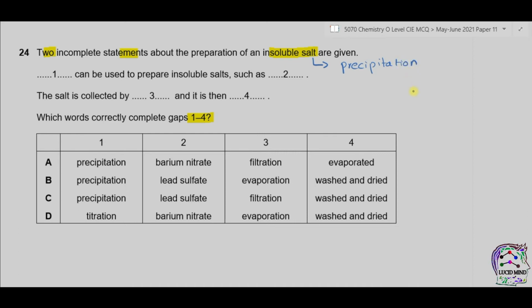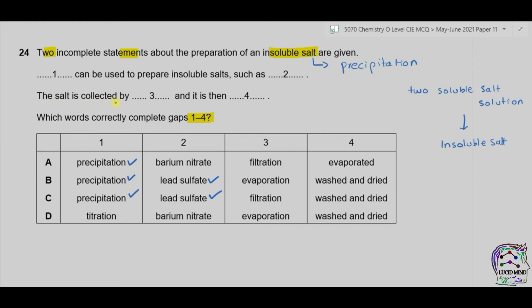In precipitation, two soluble solutions are taken. They are combined together to form desired insoluble salt, which can be filtered out. So we can say that precipitation can be used to prepare insoluble salts, such as, we know that all nitrates are soluble, so therefore it is not barium nitrate. Lead sulfate is insoluble, so it could be lead sulfate.